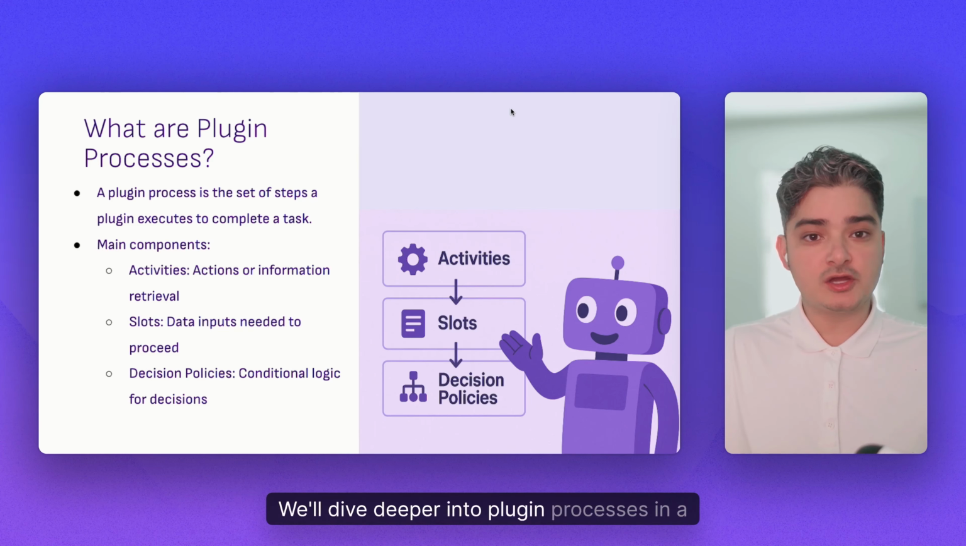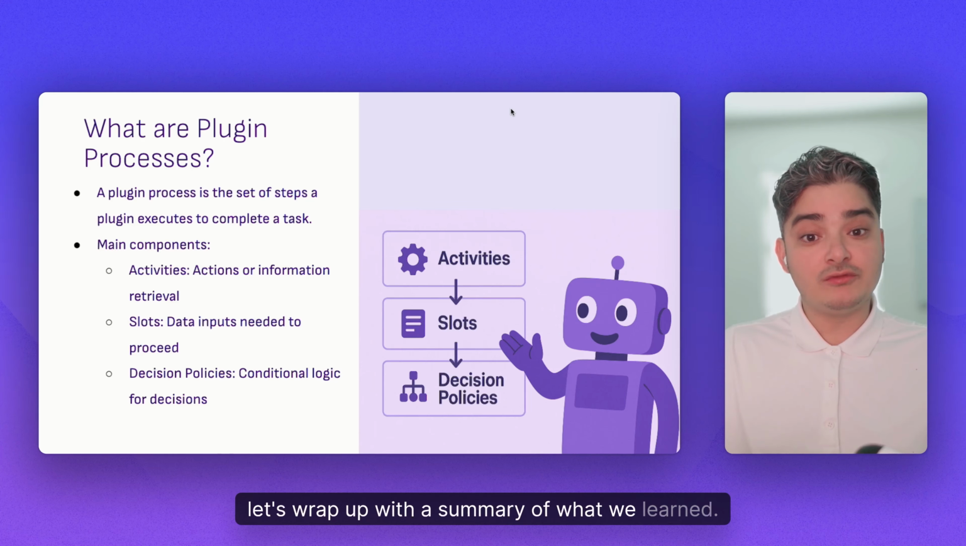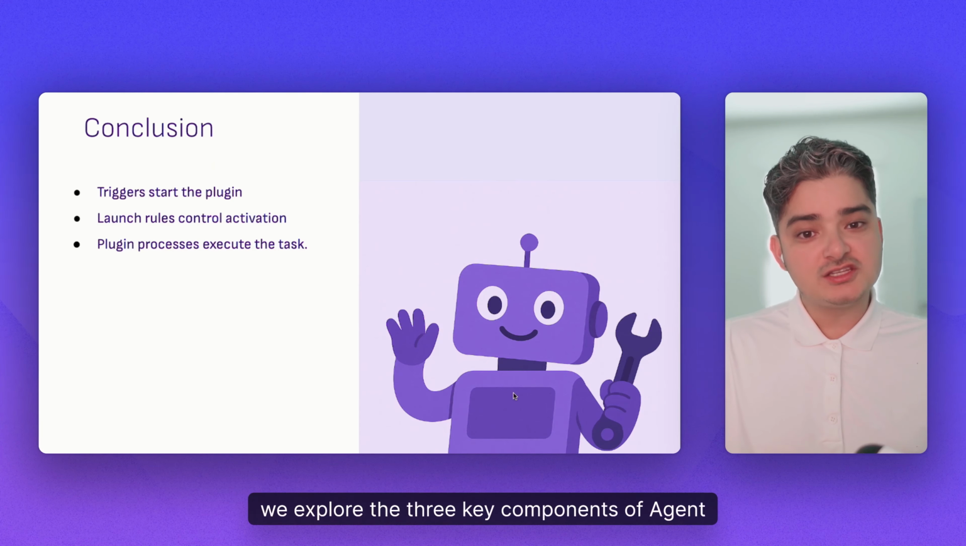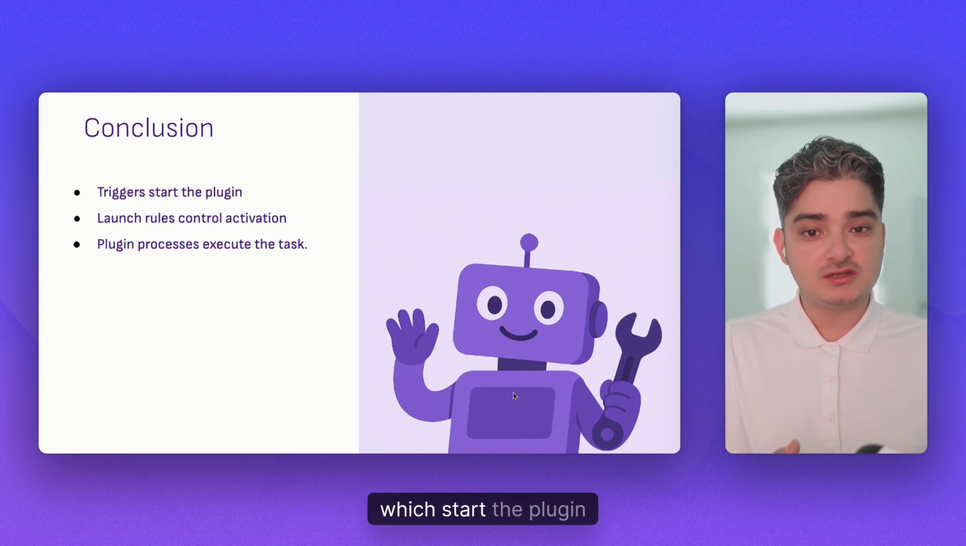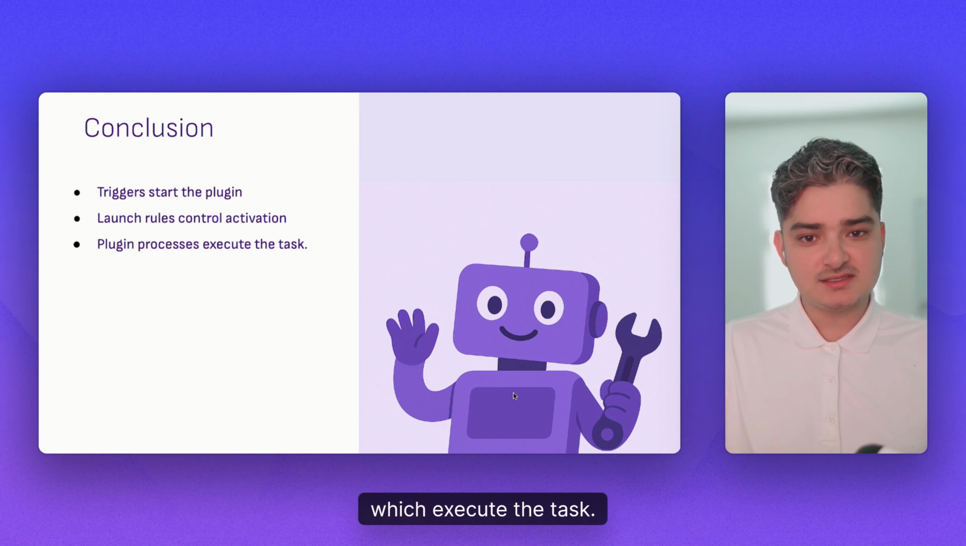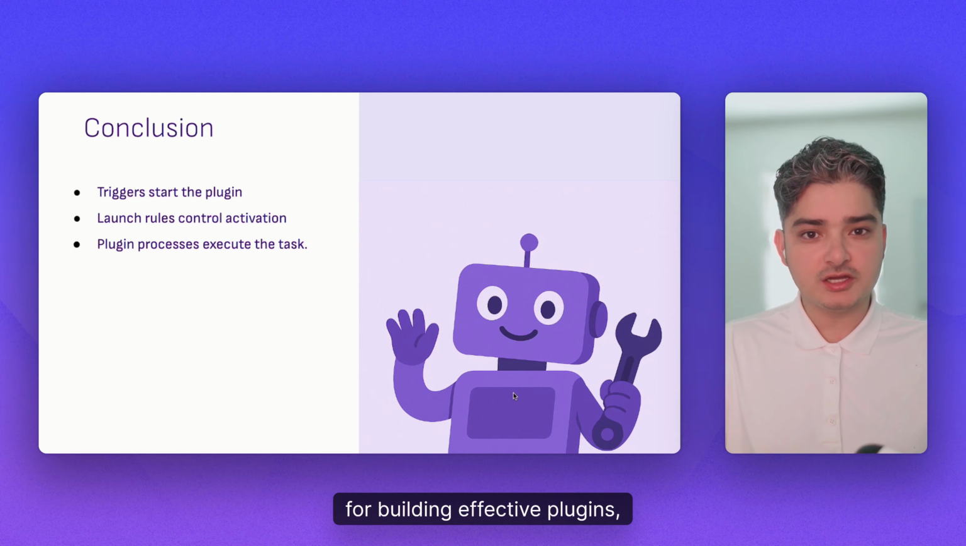We'll dive deeper into plugin processes in a different video, but for now, let's wrap up with a summary of what we learned. In this video, we'll explore the three key components of Agent Studio plugins: triggers, which start the plugin; launch rules, which control who and when it runs; and plugin processes, which execute the task. Understanding these three components is crucial for building effective plugins.